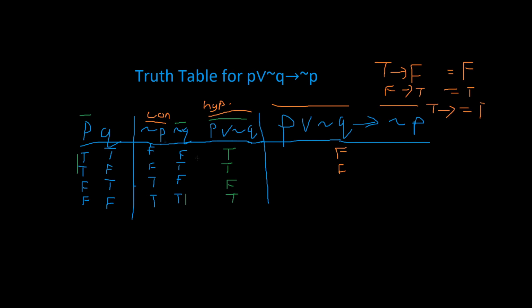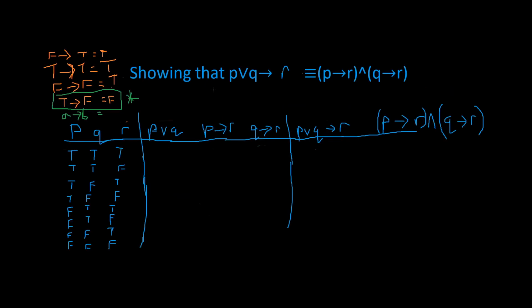So is this true to false? True to false. False to true. So it's going to be true. And then true to true, it's going to be true. So that's going to be our truth table for the following sentence. So we're going to show that P or Q then R is logically equivalent to P implies R and Q implies R. So let's take a look at our truth table.